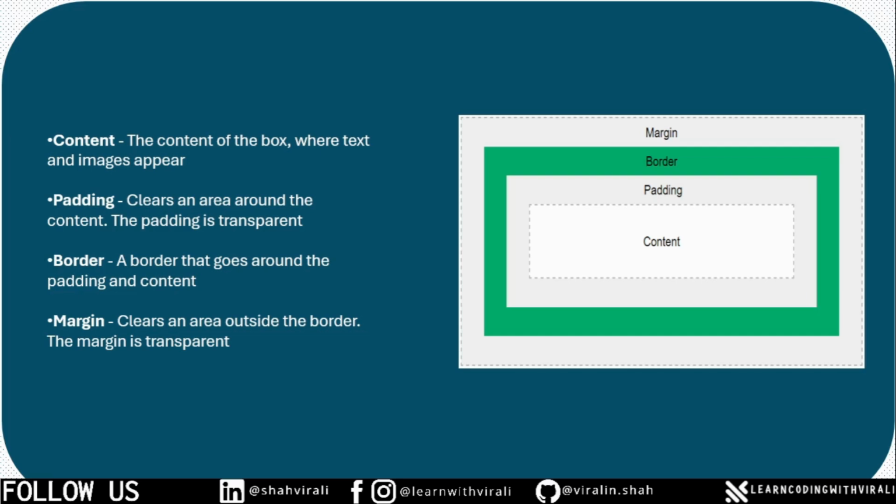The content of the box is where the text or the images would appear. Padding refers to an area that is around the content. The padding is transparent. The border goes around the padding and the content, and is typically given to make it bolder and nicer to see. Margins are clearly outside the border, and the margins are transparent as well. These margins typically talk about how the content should be placed in terms of 4 different alignments: top, left, bottom or right. So these are the elements present inside the box model.